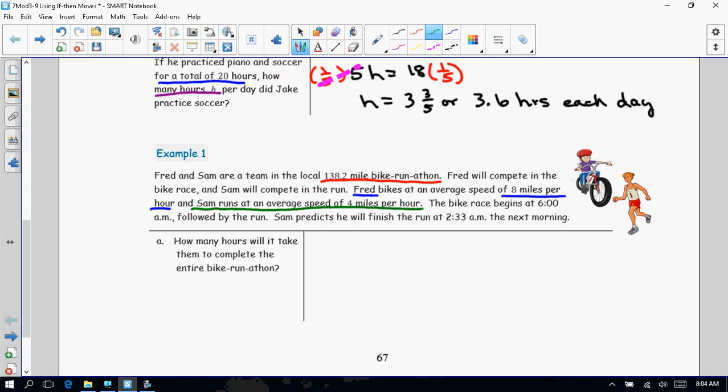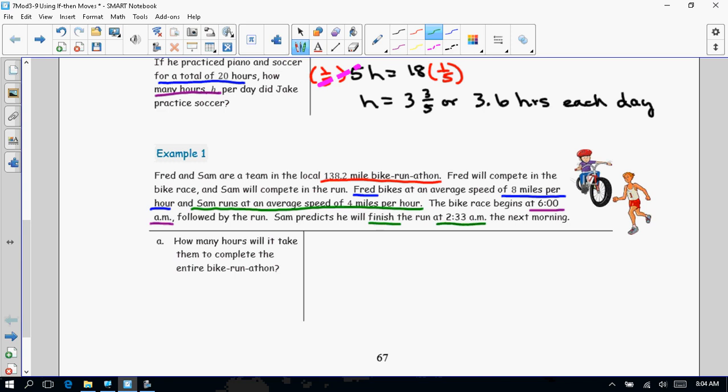The bike race begins at 6 a.m. Ooh, it starts at 6 a.m. Oh, poor kid. 6 a.m. followed by the run. Sam, the guy who's running, predicts he will finish the run at 2:33 a.m. Finish at 2:33 a.m. the next morning.